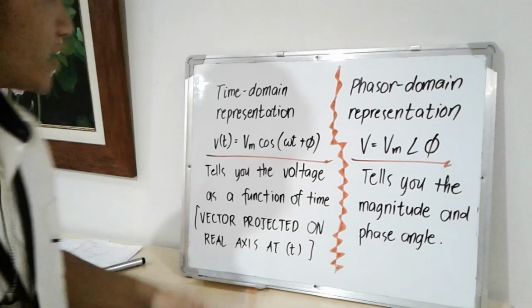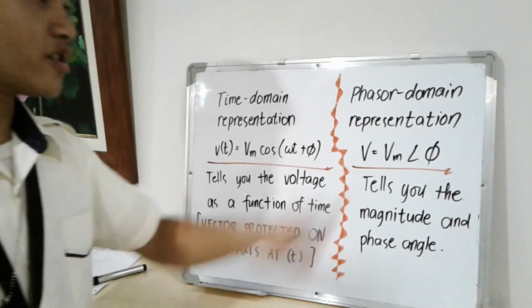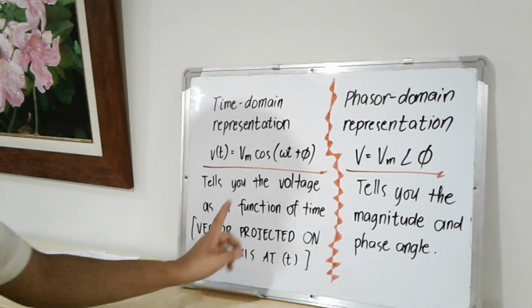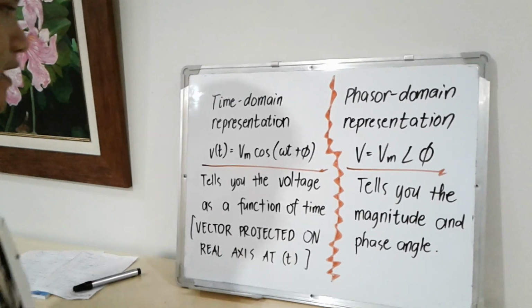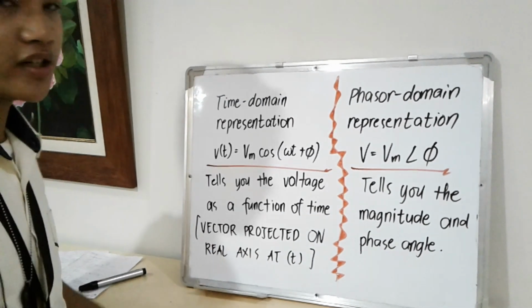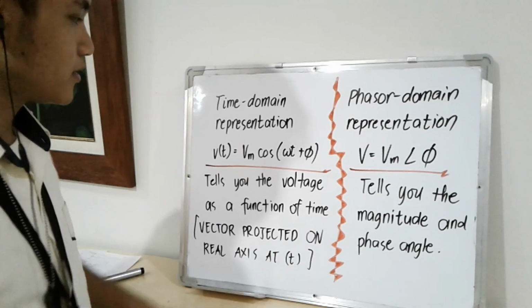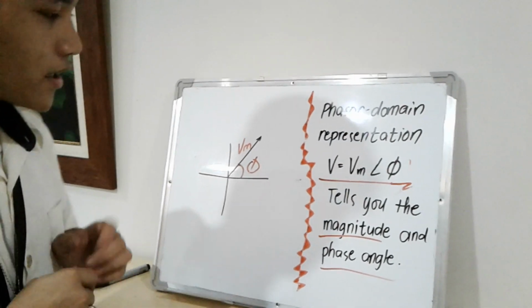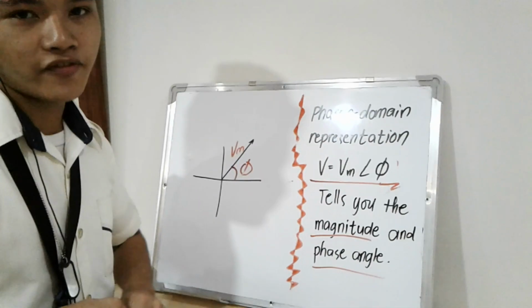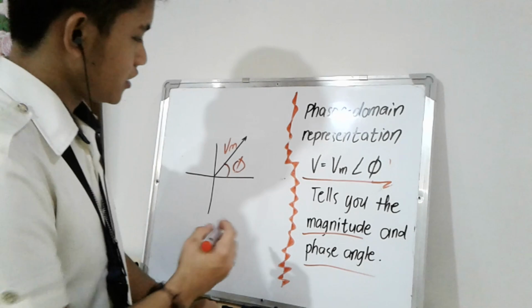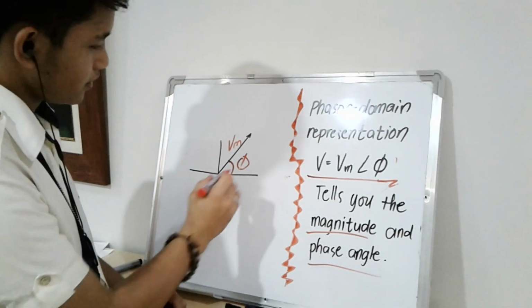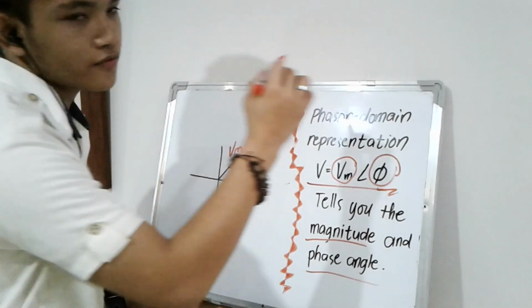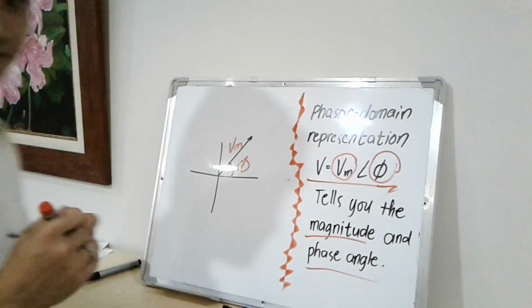So let's tackle the differences between the time domain and phasor domain representation. In time domain, it tells you the voltage as a function of time, the vector projected on the real axis at t. In phasor domain representation, it tells the magnitude and the phase angle. Here is the magnitude and the phase angle: Vm as the magnitude, phi as the phase angle.